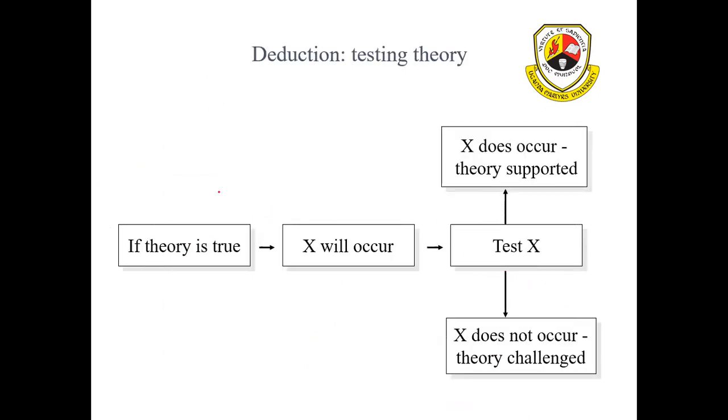So this slide basically explains further the testing of theory. If a theory is true, we say X will occur. Then we test it out. X does occur, which supports the theory. X does not occur, which challenges the theory.